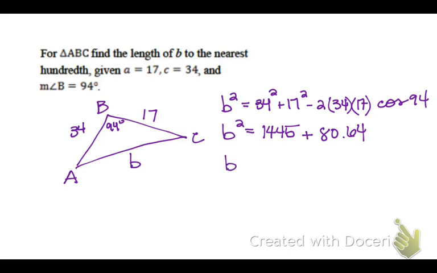When I add those together, b squared is equal to, sorry, I had to get the calculator out, 1525.64. And then again, to get b by itself, I would have to take and find the square root. And the square root is 39.06 approximately.